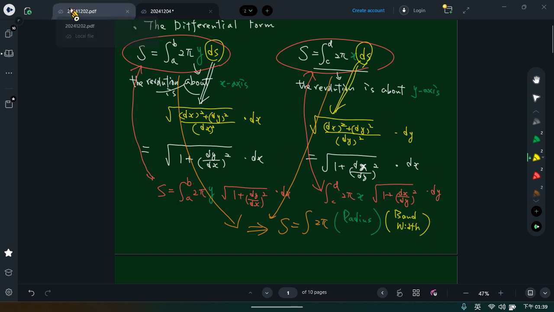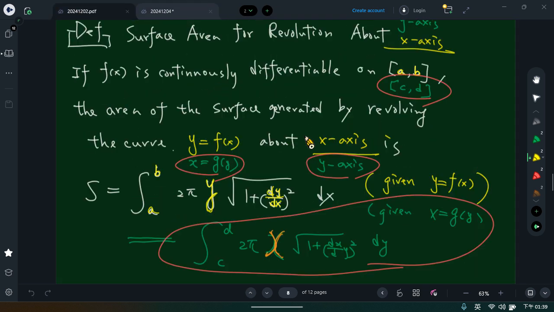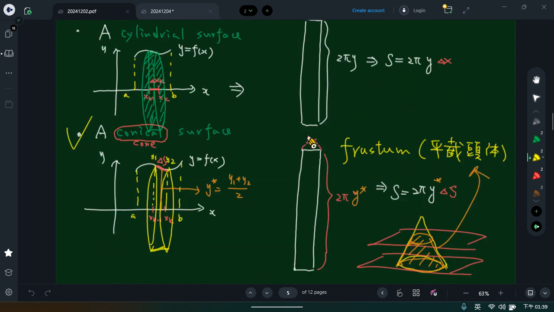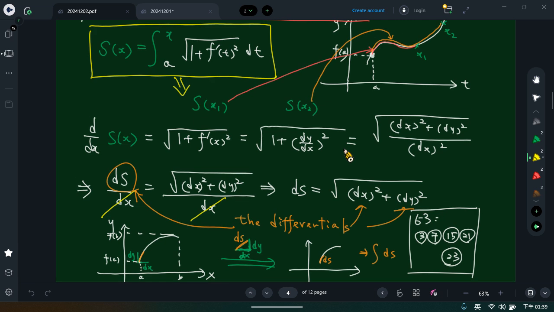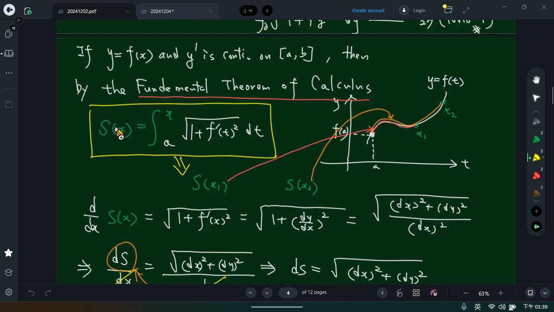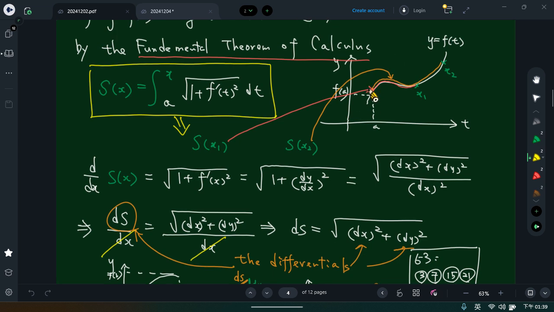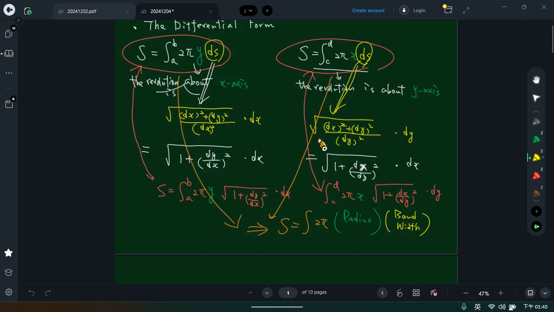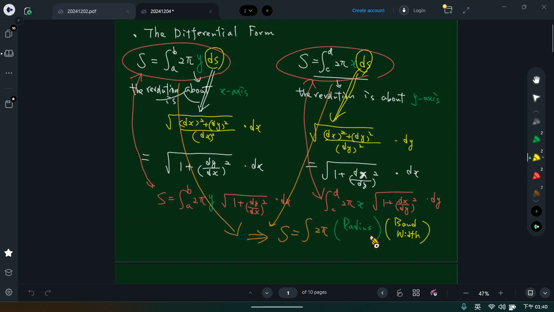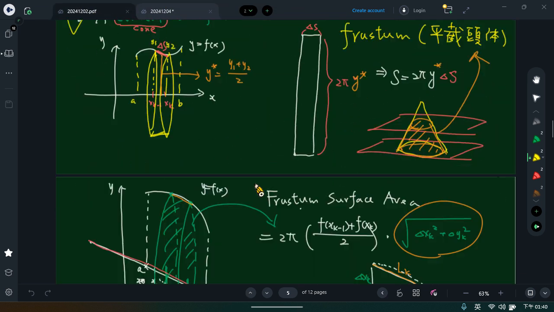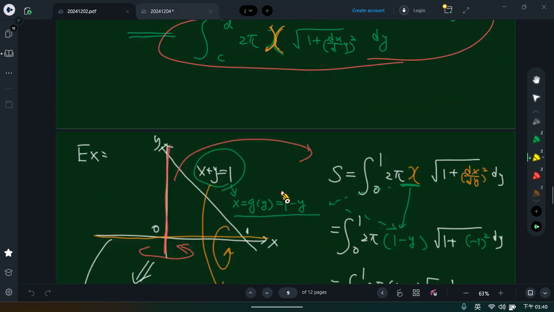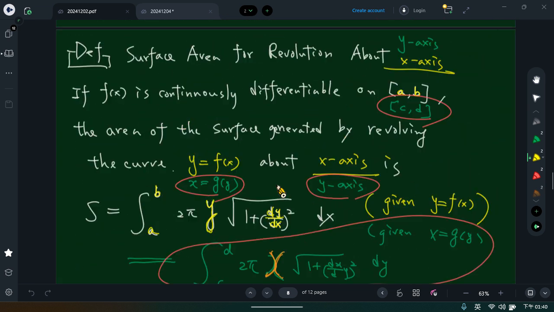The bandwidth should be here, I just point it out here. ds means the length following the curve. So finally, if we want to memorize it, you can just keep this in your mind instead of these two.